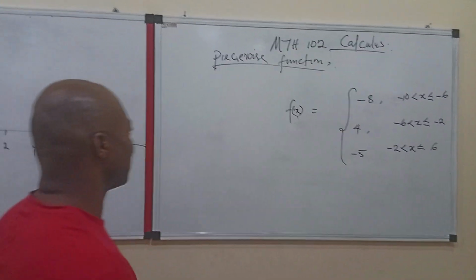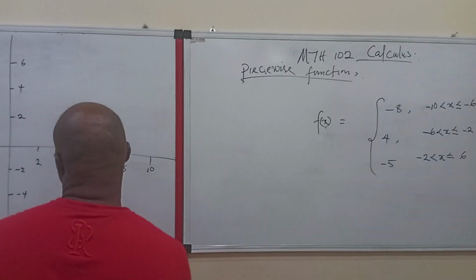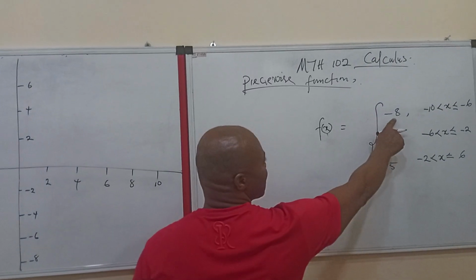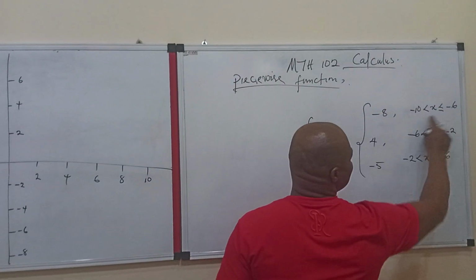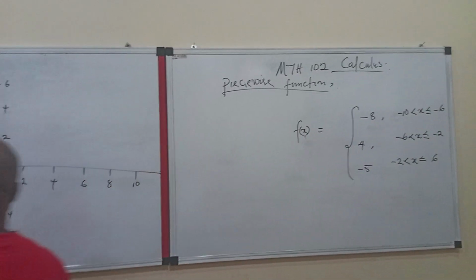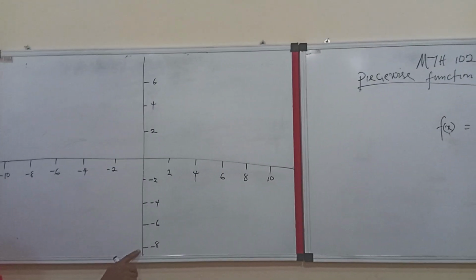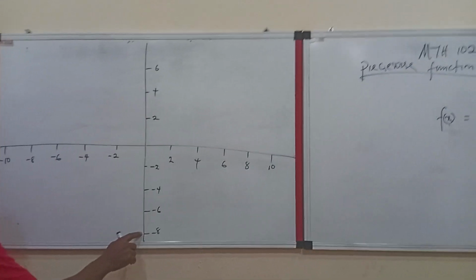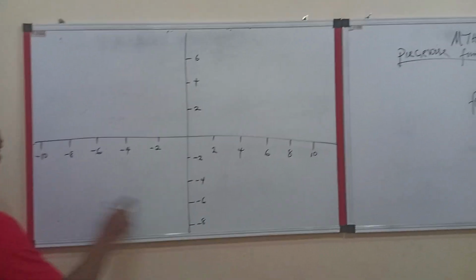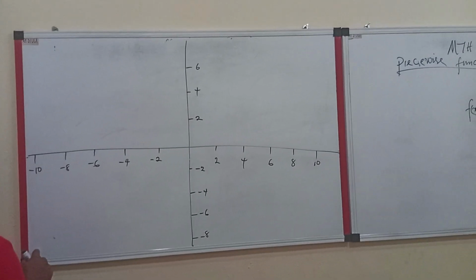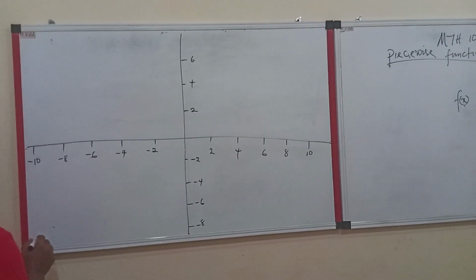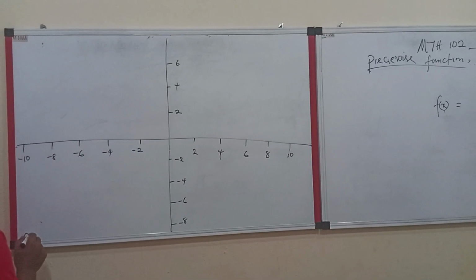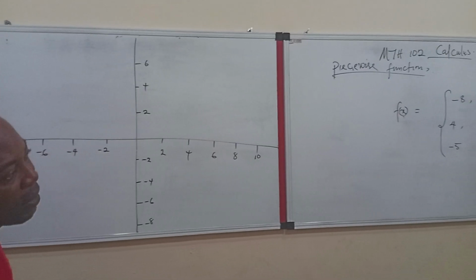Now, make we see am now. When it be -8, see the interval wey in dey. When it be -8, -8 na somewhere here. When it be -8, for the x value, in dey for -10, in start from -10, then in go to -6.